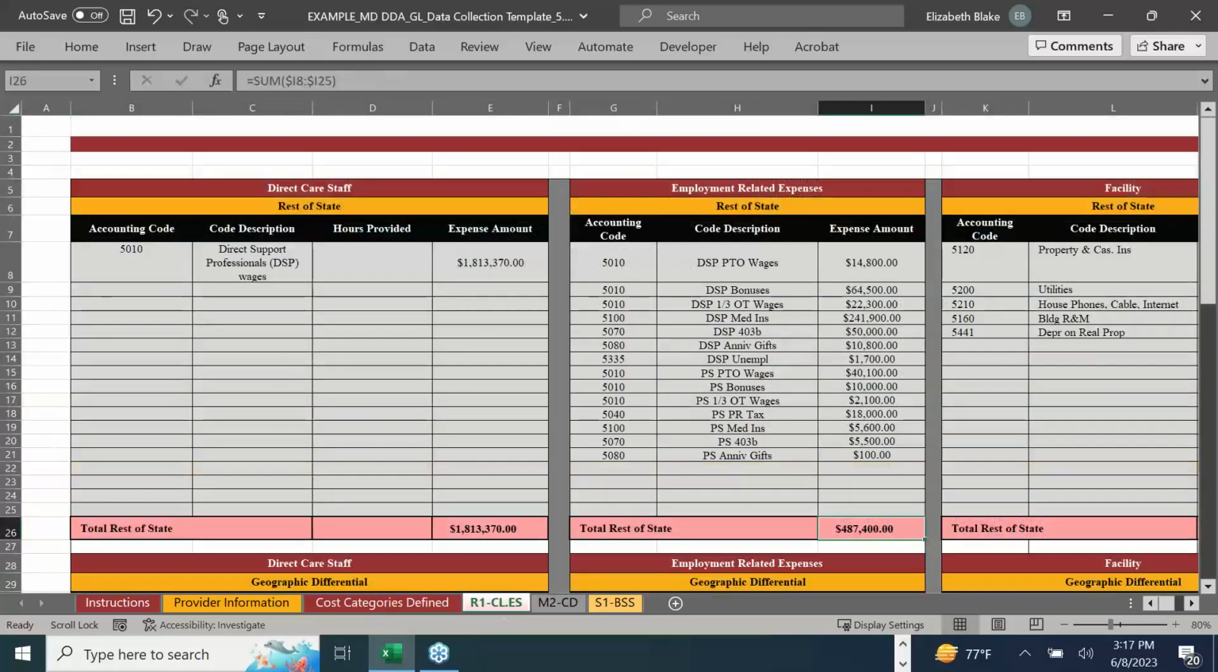So now we're going to move on to the stuff that we all really want to see, which is where we're actually going to be entering all of the information. So we have 3 tabs from your general ledger template that you all have received. We have one residential services tab, one meaningful day tab, and one support services tab.